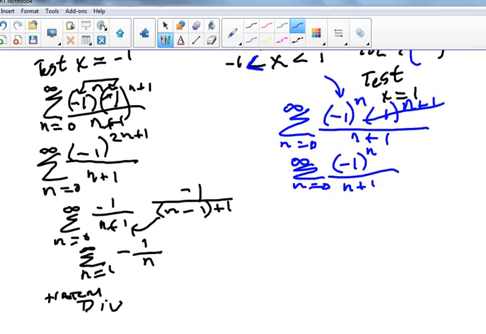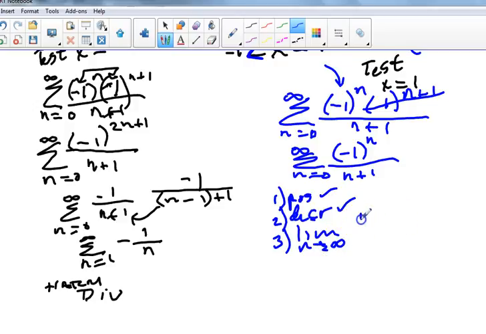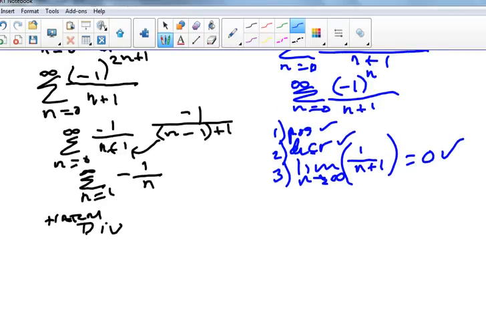And because it's alternating, I need to use the alternating series test. So I need to make sure that it's positive, which without the -1, it is positive. Yep. I need to know that it's decreasing. So without the -1, I'm going to put in n equals 1, 2, 3, 4, 5, and it's definitely decreasing. And I need to know if the limit of 1 over n plus 1, notice I'm still leaving off that -1. I don't care about that. Without the -1, I got to make sure that that goes to 0, and it does. The three conditions for alternating series are met.